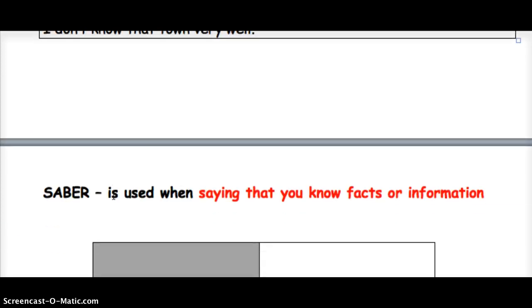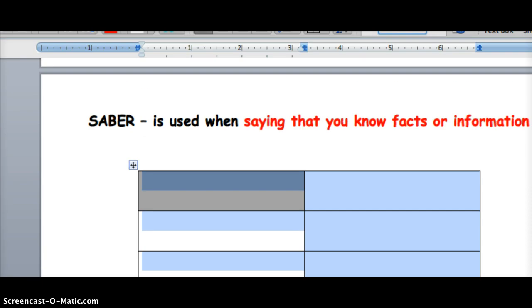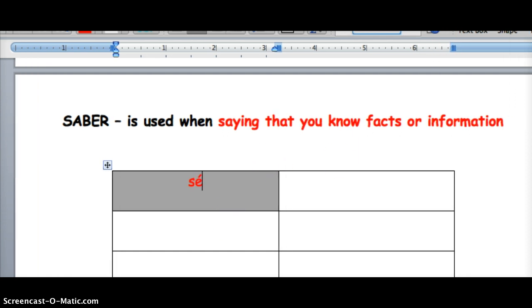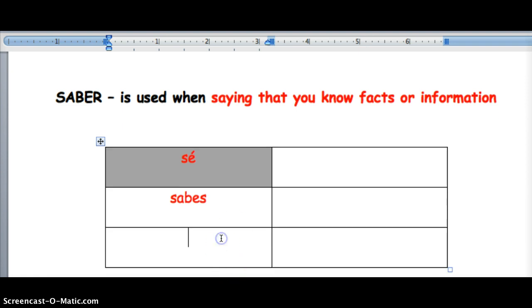In contrast, the verb saber is used when you are saying that you know facts or information. The conjugations of saber are as follows. Let me just get this centered, otherwise it'll bug me. Sé, irregular yo form. After that, it's regular. Sabes, sabe, sabemos, saben. Sé, sabes, sabe, sabemos, saben.